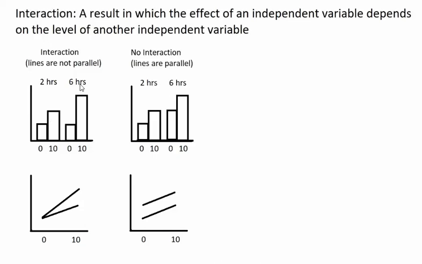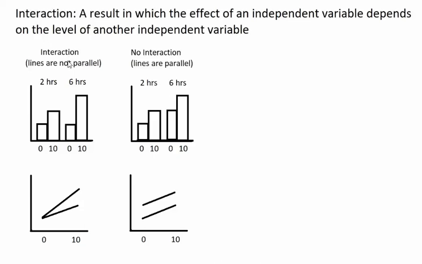And at the right end, for 6 hours of sleep, imagine a line connecting the mean of 0 and the mean of 10 hours of studying. So basically one line connecting these two bars at the left and one line connecting these two bars at the right. If you drew those lines, you would see that this line is less steep and this line is steeper, and the lines would not be parallel, and you would see an interaction.